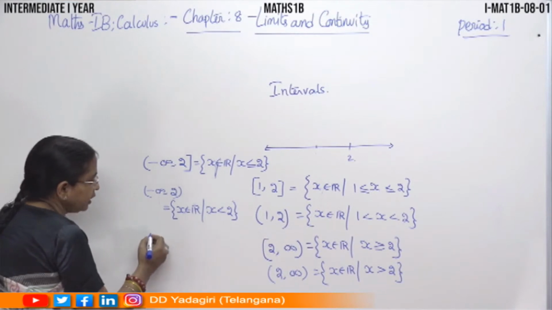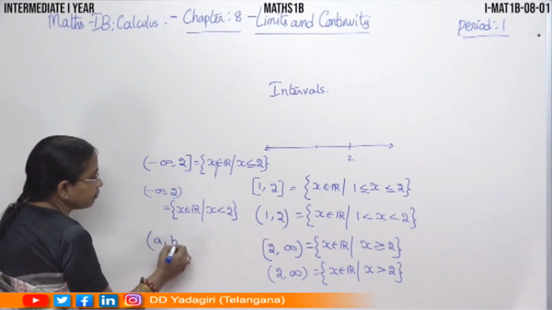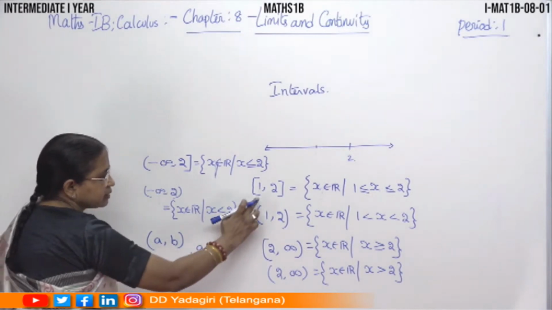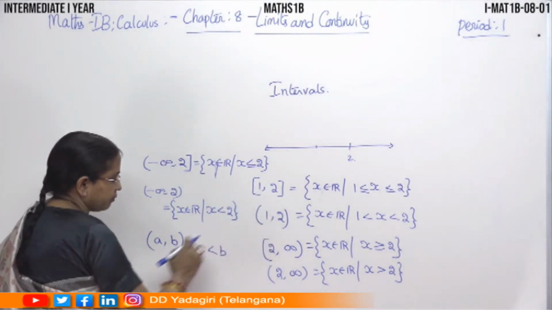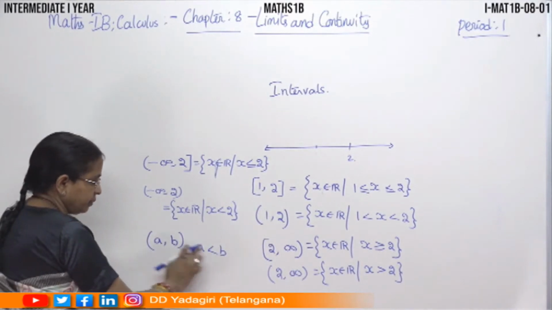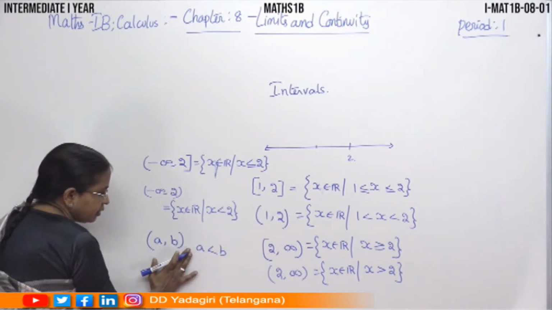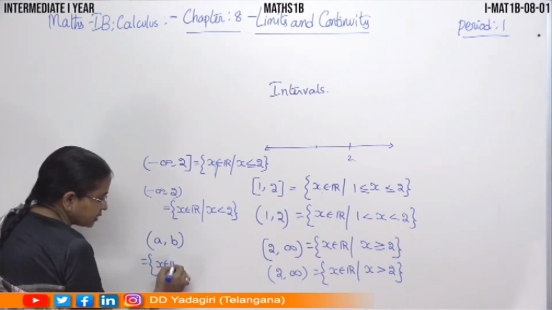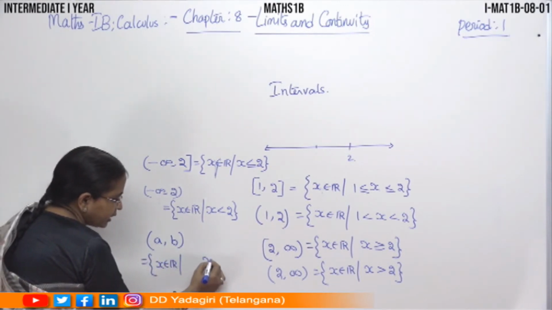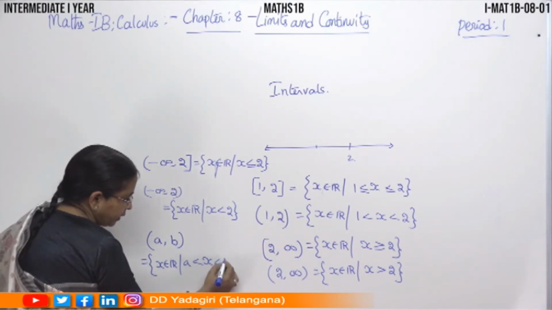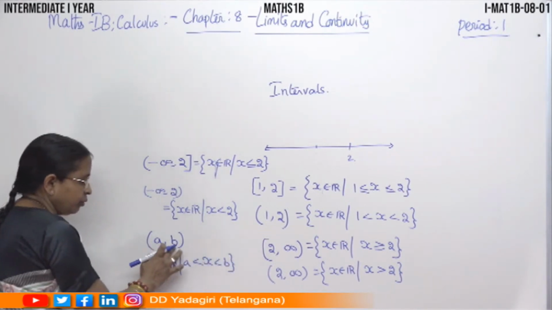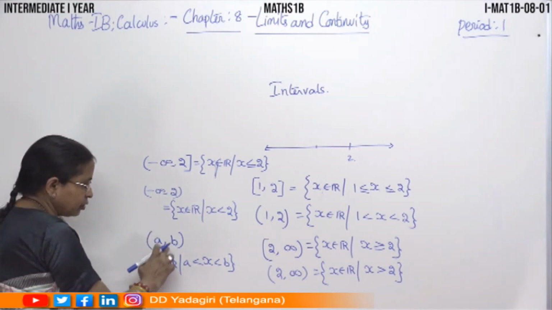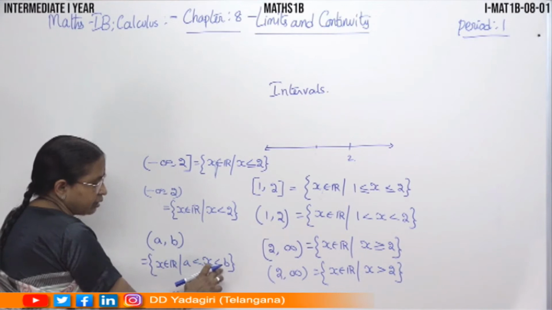So in general, if you have (a, b), a should always be less than b. Here the first number should always be less than the second number. So this interval is equal to the set of all x, where x is a real number such that x lies between a and b. Here I am putting open brackets, so a and b are not included. If I put closed brackets, then I should write equal to here.